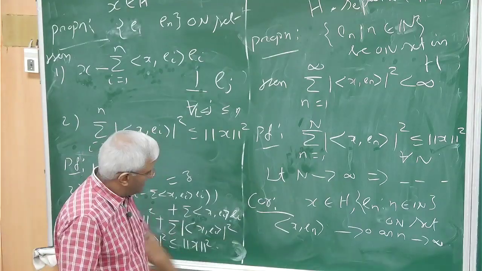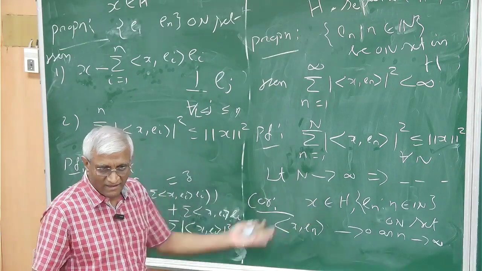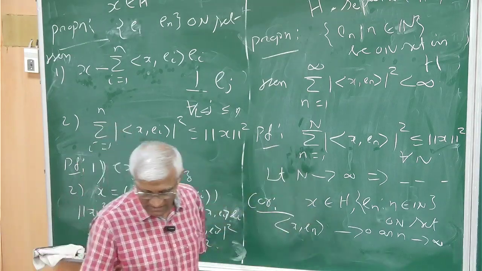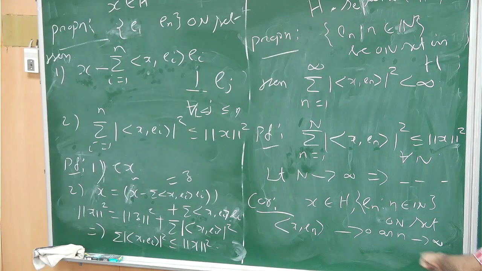This is because the series is convergent. This goes to 0. That's clear. The element has to go to 0 when the series is absolutely convergent. It's because of that. This is what is called the Riemann-Lebesgue lemma in Fourier analysis.